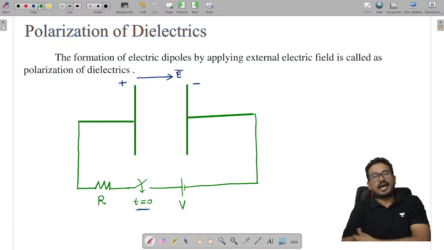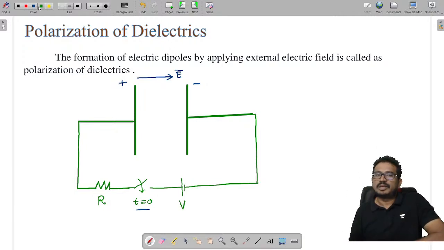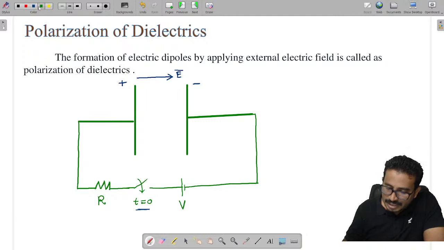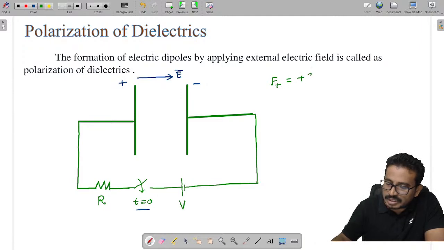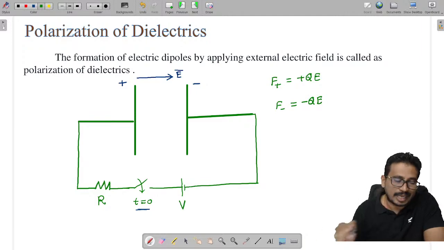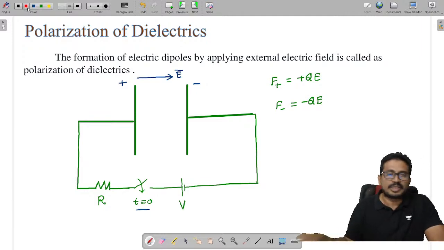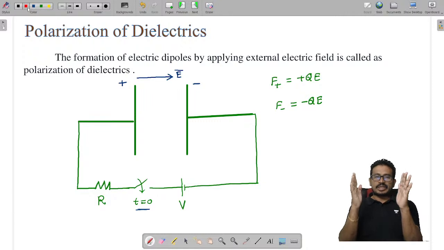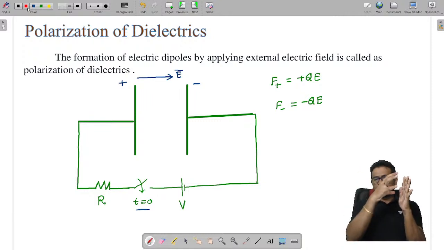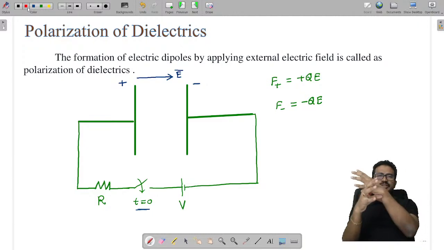Is it fine? अभी बोलिए क्या होगा, you tell me. Because of this electric field, the positive charges will experience a force, which is given as plus QE, and the negative charges will experience a force which is given as minus QE. So as a result, what happens? The positive charges on this side will move like this and all the negative charges will move like this.